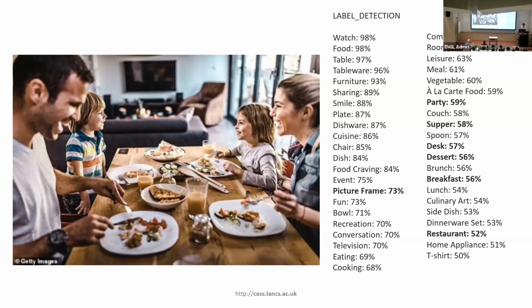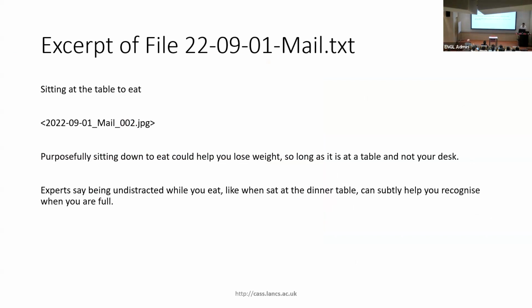So it's done okay, I think. Even the least confident tagged t-shirt is 50%. So then we need to transfer these tags into our text files. So here's an example of what one of our corpus files at the start of it would look like.